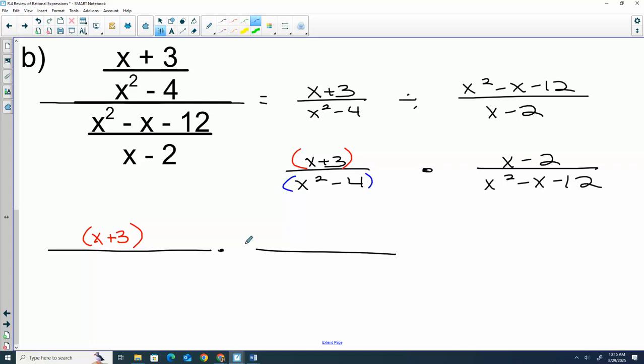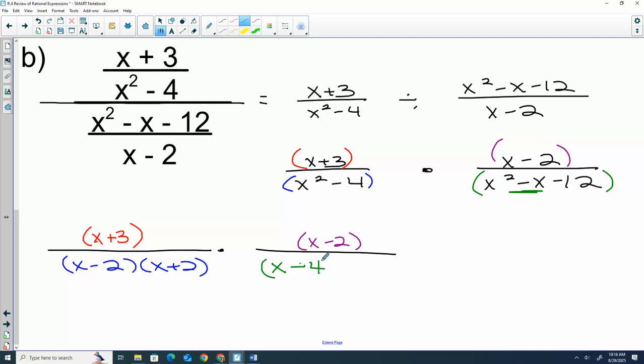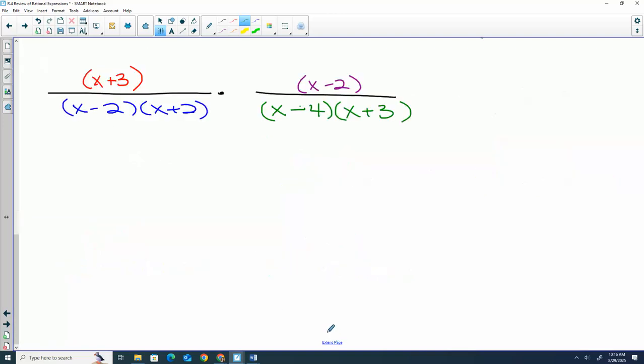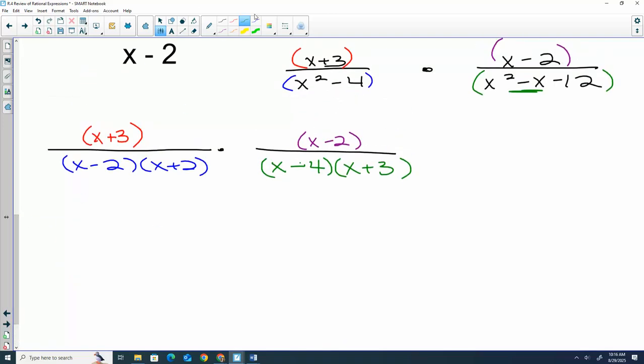Denominator, x squared minus 4. What could we do with that? Alright, the next one, x minus 2. Can we do anything there? Nope, so we just keep it. Denominator, how do we factor that? Flip them so we get a negative in the middle. So minus 4 plus 3. Right. What cancels out?